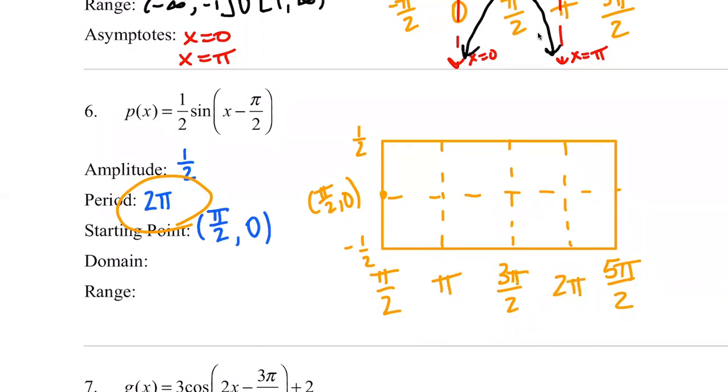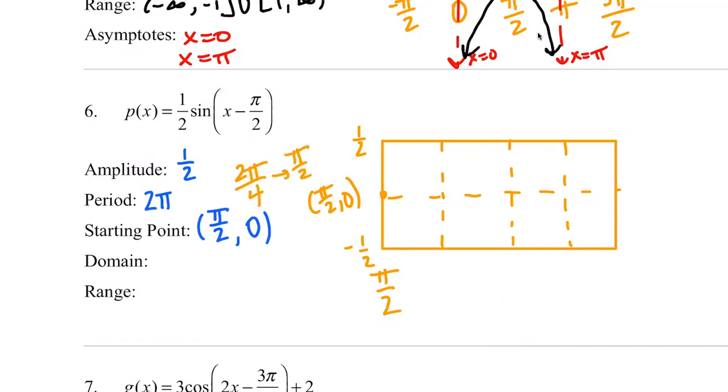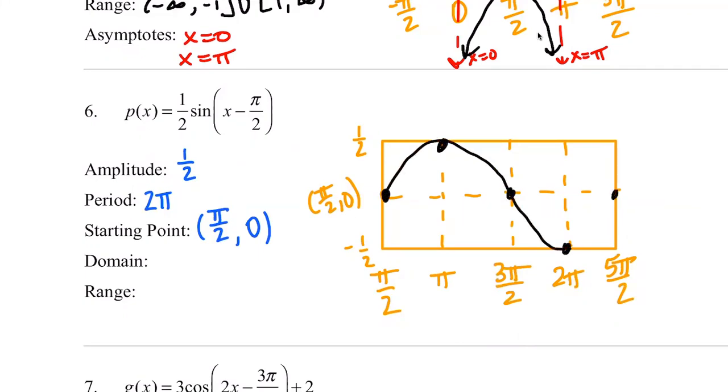Now, if you instead wanted to take the period and cut it in 4s, that would be pi over 2. So we could take pi over 2 and add pi over 2, add pi over 2, add pi over 2, and add pi over 2. Okay, this is a normal sine curve, so we're going to start at the starting point and go up first to make our sine S. And we're going to label our 5 important points.